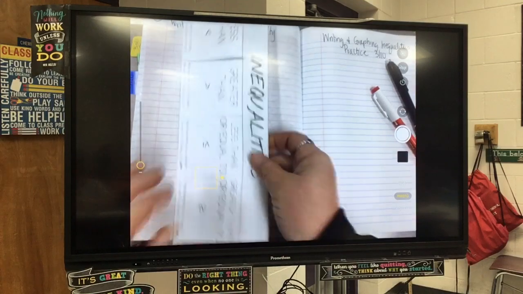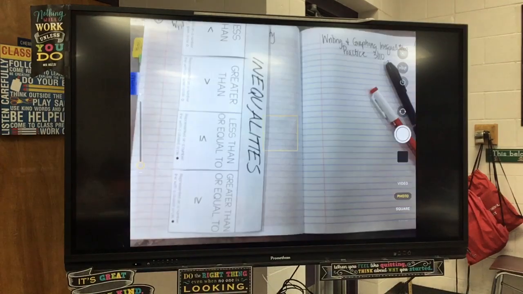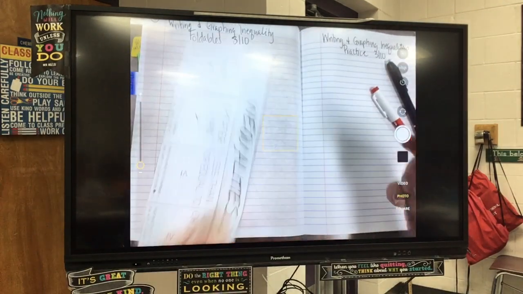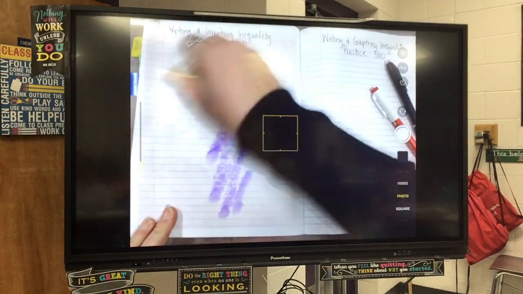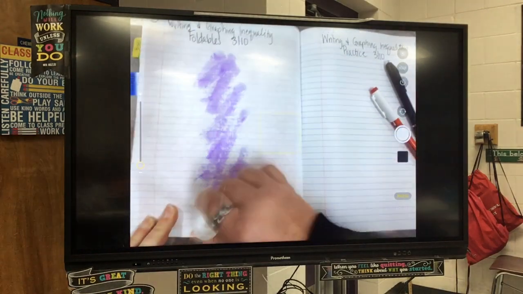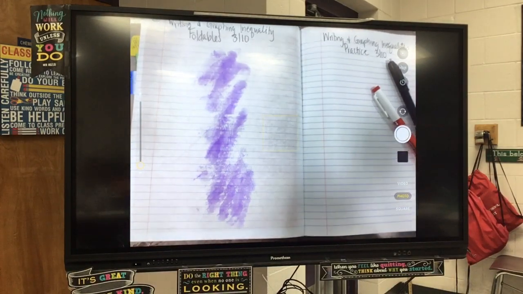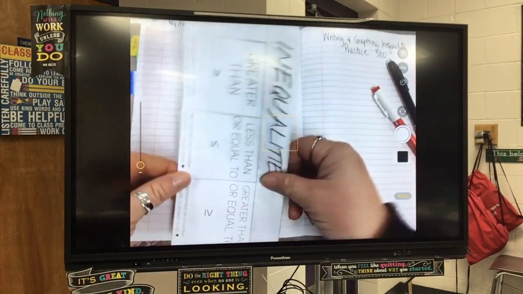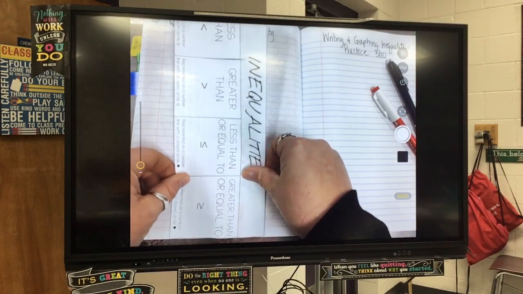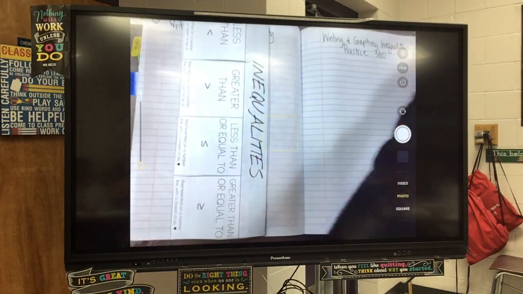All right, so I obviously want you to have your foldable out so that you can use it for this next part. And again, we're not doing this entire page today. We are actually doing part of it, and then we're going to do the other part on Monday. We are just practicing writing and graphing today. That is all we are doing.